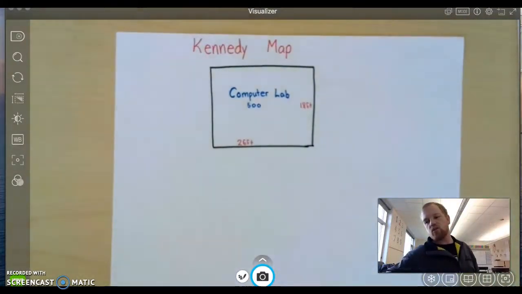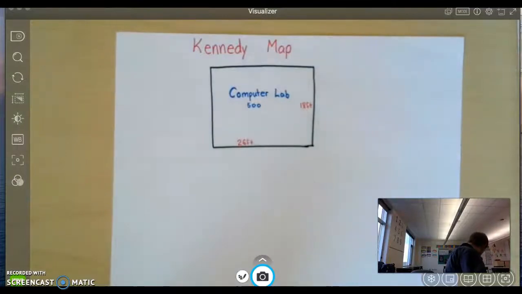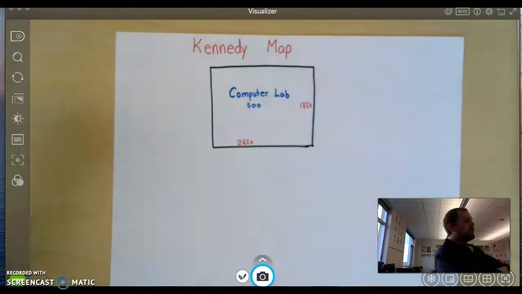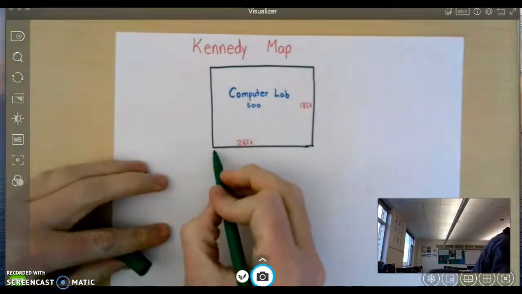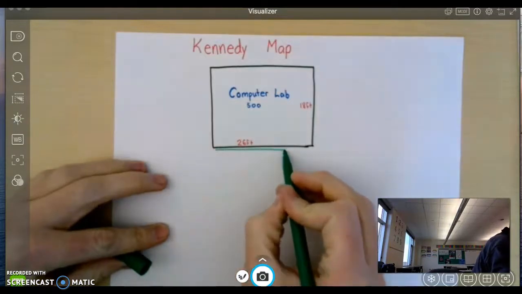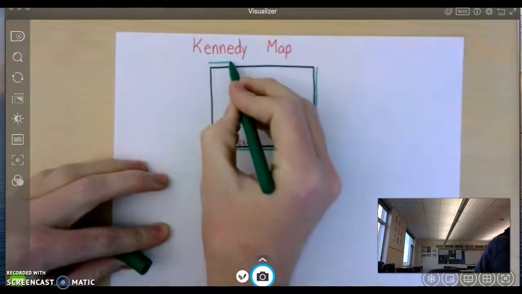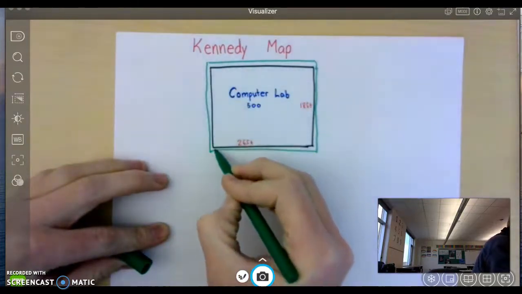So first, you'll notice that we have listed here computer lab, and then 500, and that 500 is just our room number. So that's not a number we're going to be using right away. But what we need to figure out is our distance around. So again, I'm going to trace it here. When we're talking about perimeter, we're talking about this distance all the way around the shape. So if you were to walk all the way around our shape here, which in this case is our computer lab, what would that distance be?